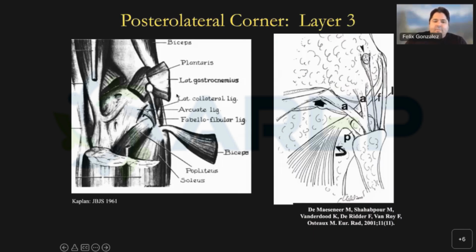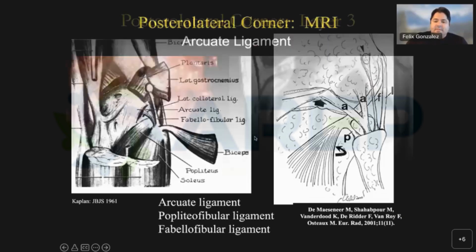Again, multiple players here, right? So you have the arcuate ligament here. You have a lot of lateral collateral ligament injury. You can have an arcuate ligament injury as well. So these are just the different components of that compartment, which is quite complex. Here you have the arcuate ligament, you have the popliteus tendon coming in, you have the popliteofibular ligament here, and you have the fibular ligament in addition to the lateral ligament. Quite complex, many players involved in this compartment.